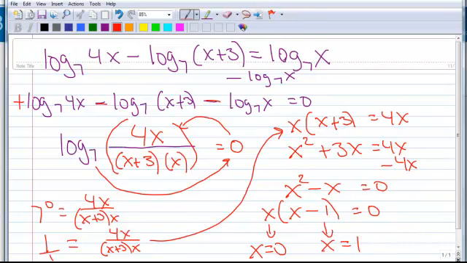And I want to make sure to always check for extraneous solutions. And when you do that, you will find that this one is extraneous. So the one and only solution is x equals 1.